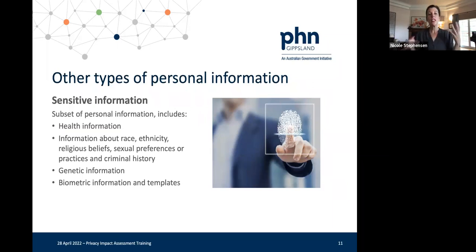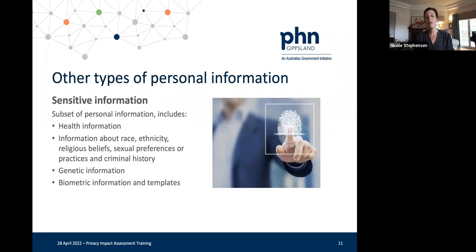Now, there are certain types of personal information or categories. When you look at our privacy laws, what you see is a definition of personal information, and then some subcategories for personal information. The subcategories often attract a greater degree of protection in terms of what the law says can happen to them in a particular context.